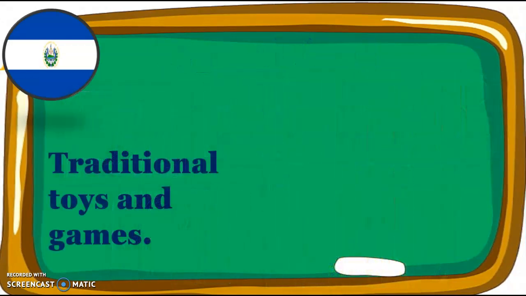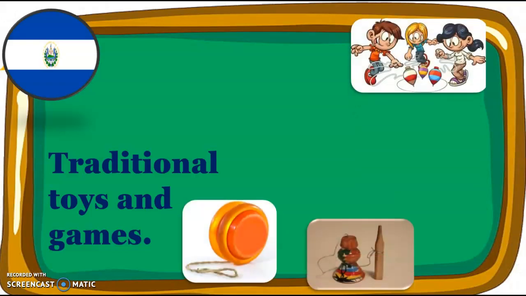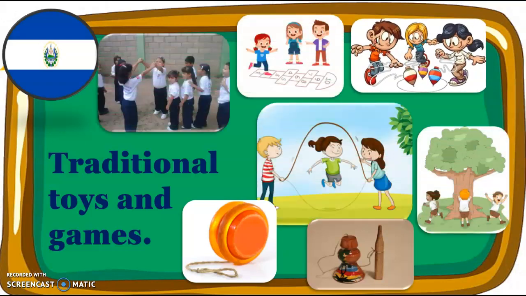Next, we have our second vocabulary word, which is traditional toys and games. Repeat with me, please. Traditional toys and games. Let me show you 3 traditional toys like Jojo, Capirucho, and Trompa. Also, we have traditional games like Escondelero, Salta Cuerda, La Peregrina, and La Víbora de la Mar.